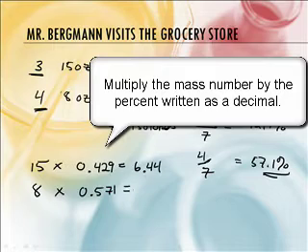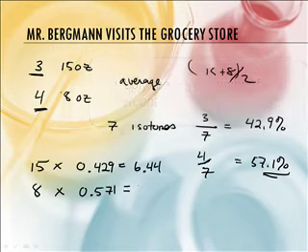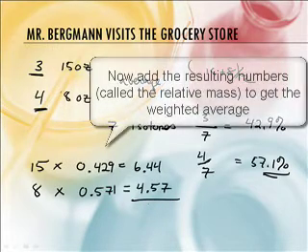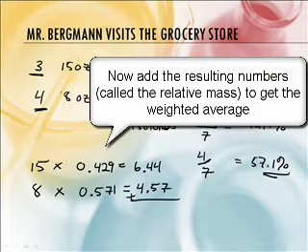So we don't use the actual percentage. We use it as a decimal, and we get 4.57. Okay, and now what do we do? Now you just have to add those two numbers together. It's how we do weighted averages. This is how you calculate your grades, by the way. If your teacher has 80% for tests and 20% for worksheets, you can't just add them up and divide by 2. You actually have to multiply by the decimals.